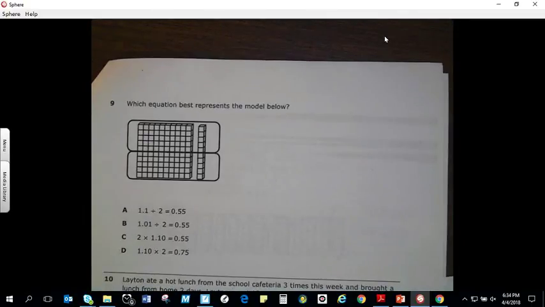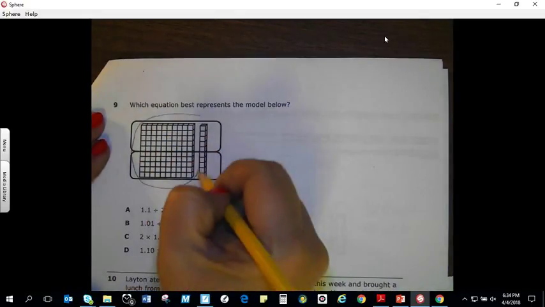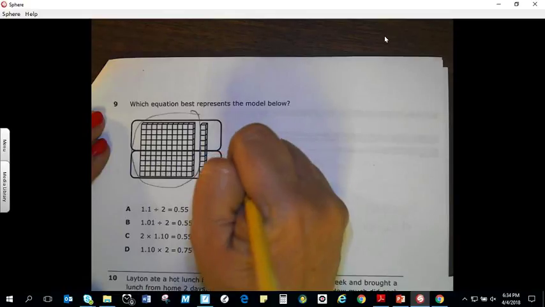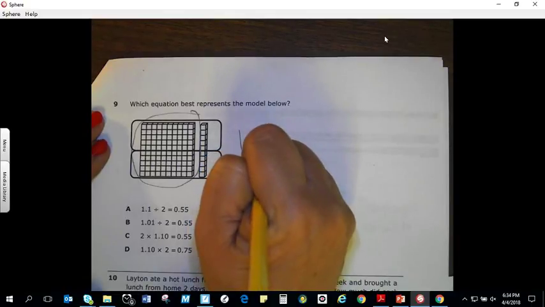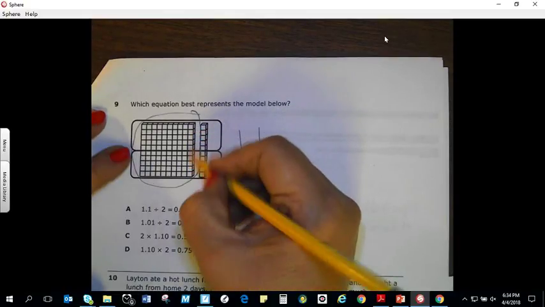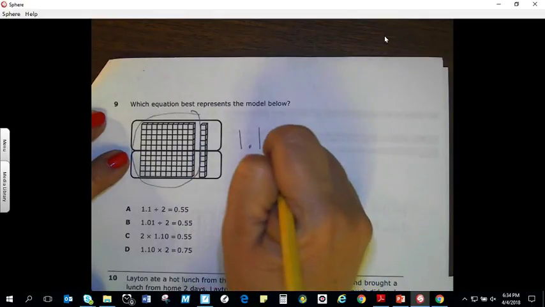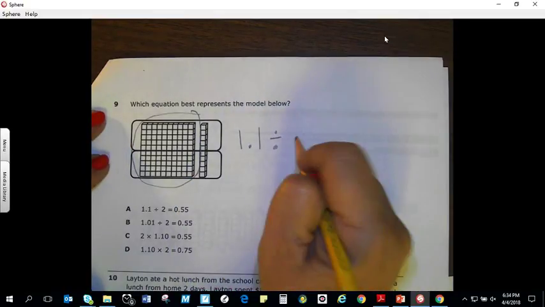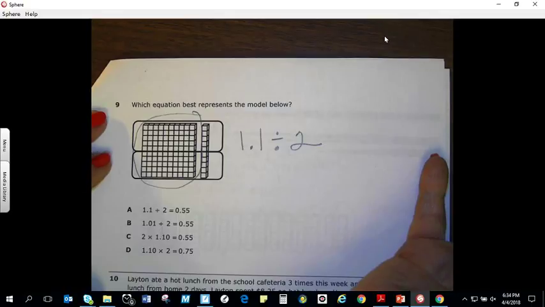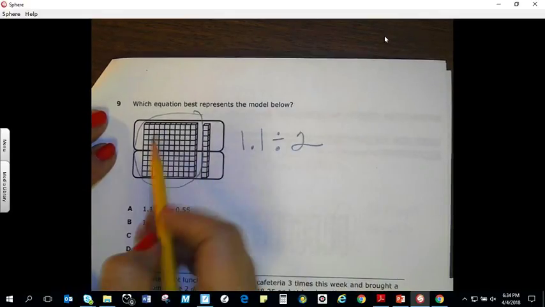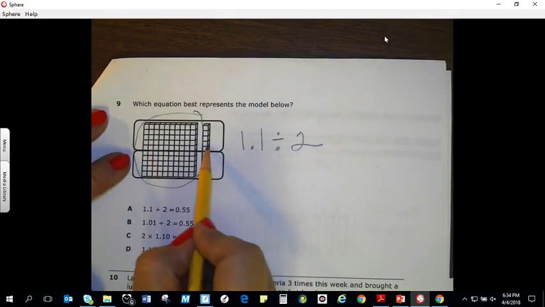Number 9, which equation best represents this model? Again, look at it before you even look at the groups. What do you have here? You have 1 whole and 1/10. Now, you split this up. Split is represented by division into how many parts? 2. Absolutely. And do you have 55 hundredths in here?